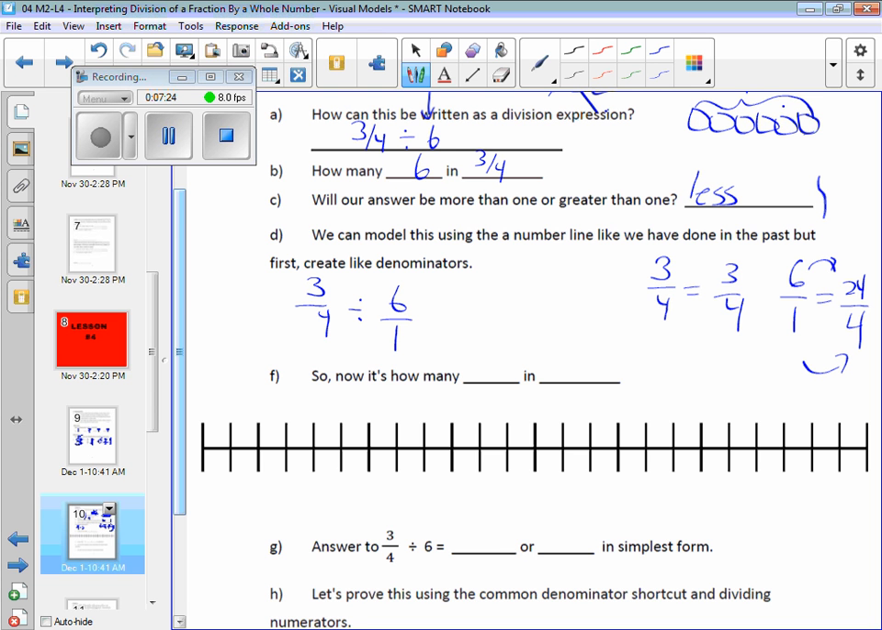How many 3/4 in 24/4? Need somebody to come up and circle my go-to, and come up and do it in red. Need somebody to come up and circle my leap by. Circle it, label it, Mike, please. Circle it in green.